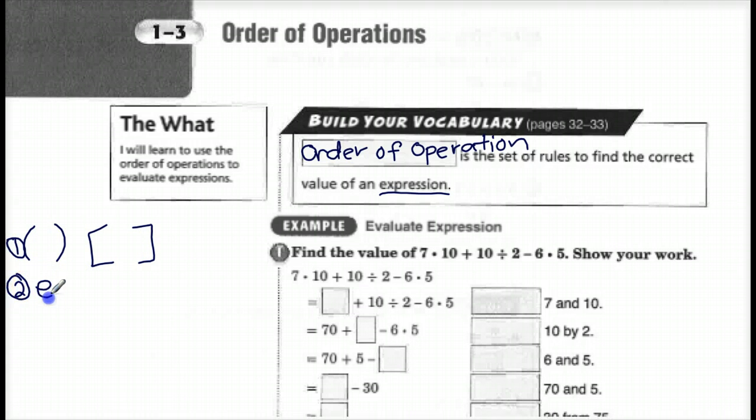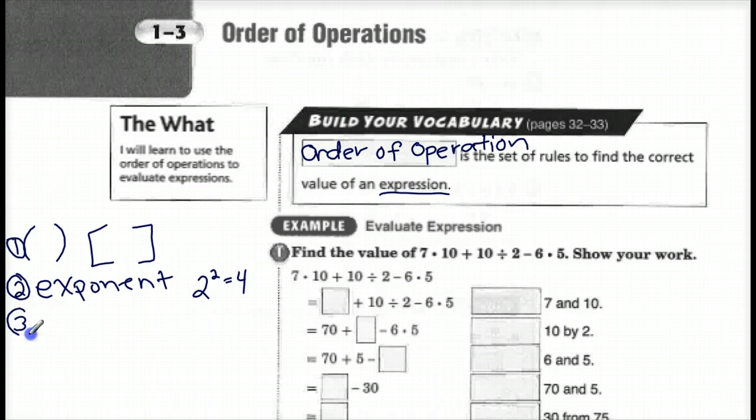Second thing, what do we do? We do exponents. Now, exponents are powers, like, let's say 2 to the second power. Our exponent is 2, and 2 to the second power equals 4. So we do things that have exponents up here.